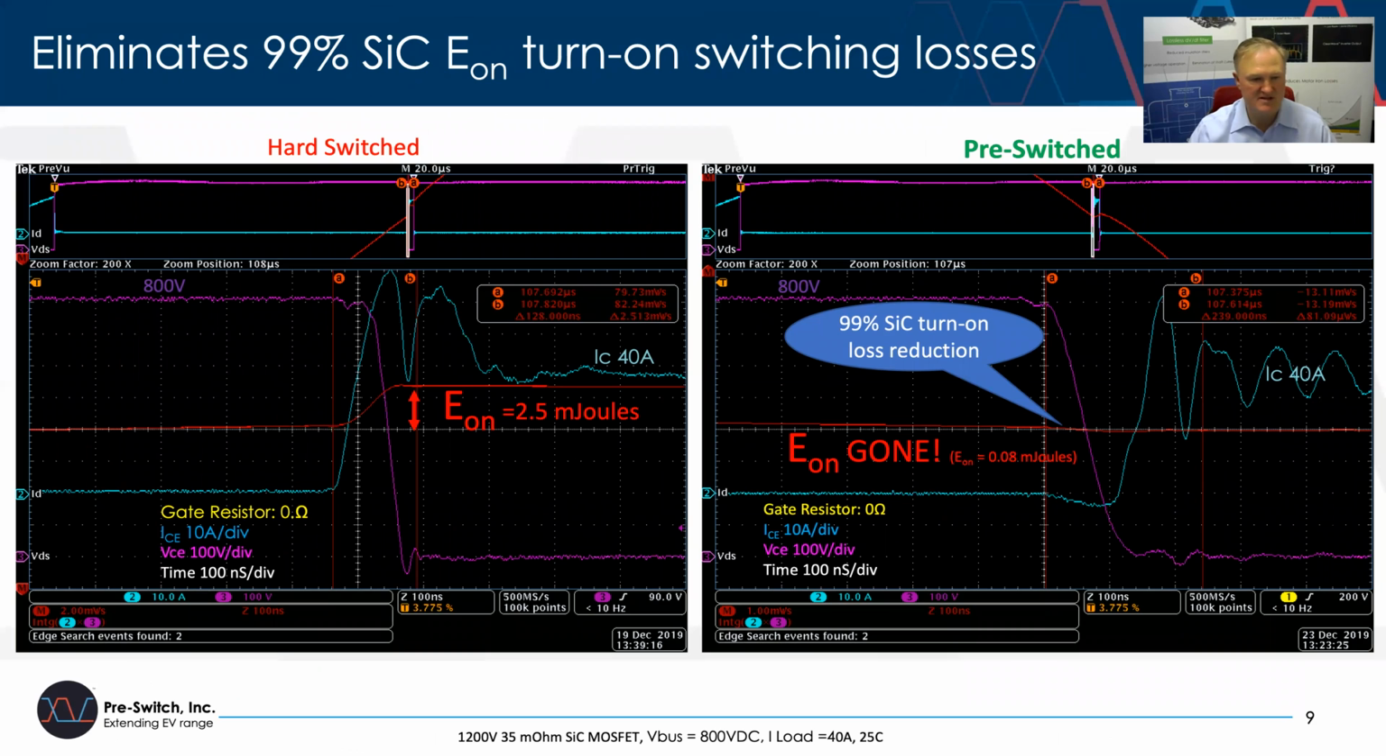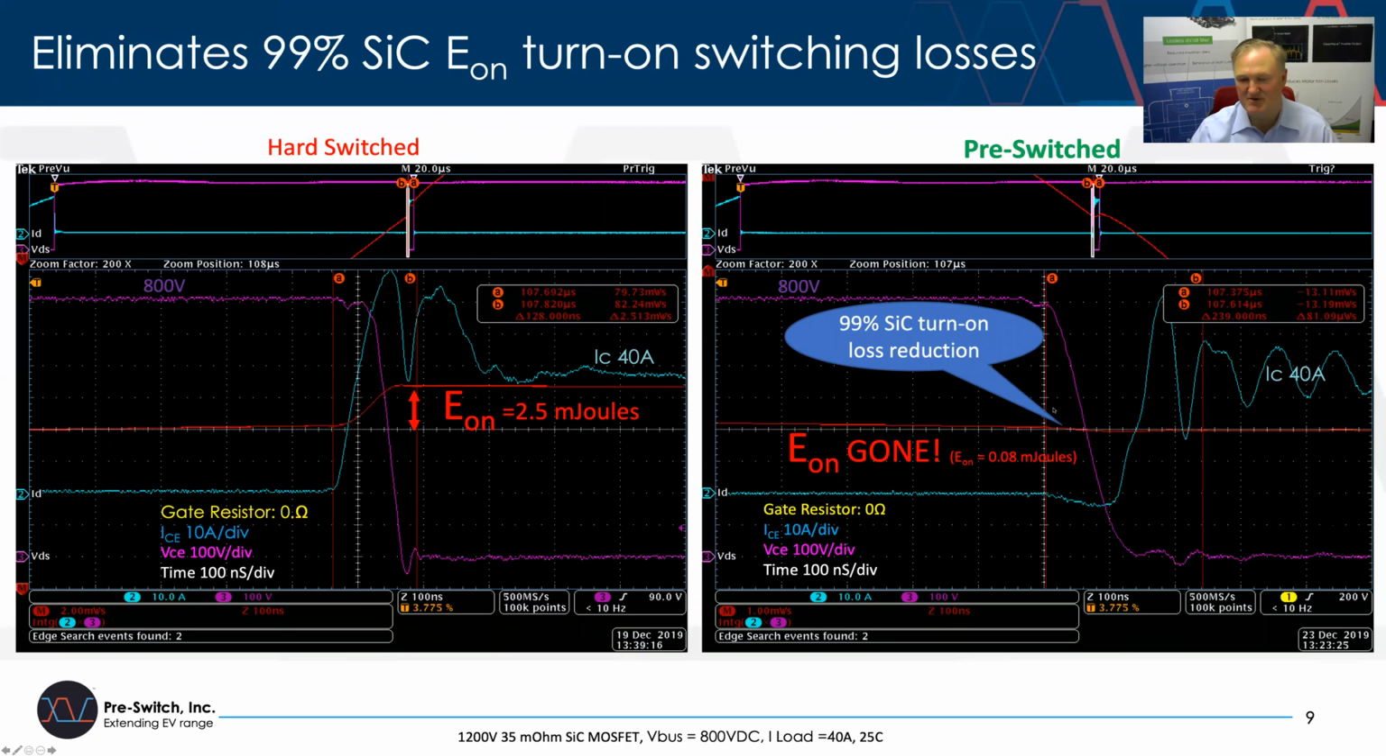What I'd like to talk about in this slide is the comparison between a hard-switched silicon carbide transistor and a PreSwitch silicon carbide transistor, both the same transistors. On the left-hand side, you can see an 800 volt voltage source, and the current is not flowing. When the transistor turns on, of course, the current starts to flow, and you've got an overlap between the current and voltage waveforms that results in an E-on of 2.5 millijoules. In the PreSwitch case, we've separated the voltage and current waveforms, and that results in practically the elimination of the switching losses. In this case, it's 0.08 millijoules.